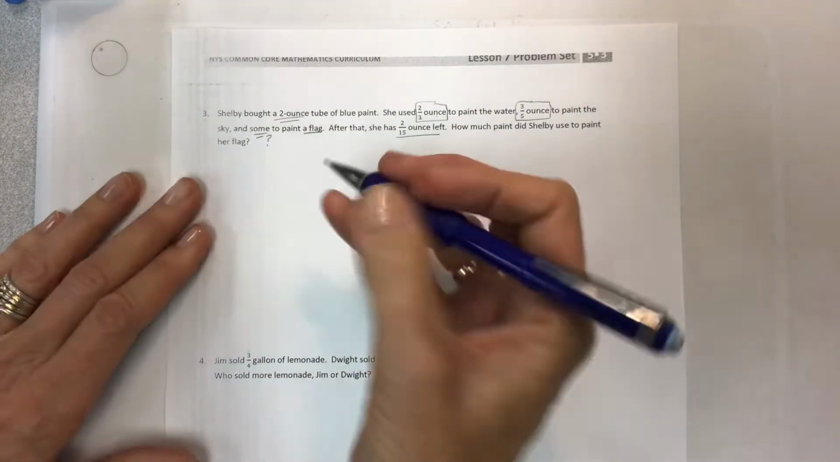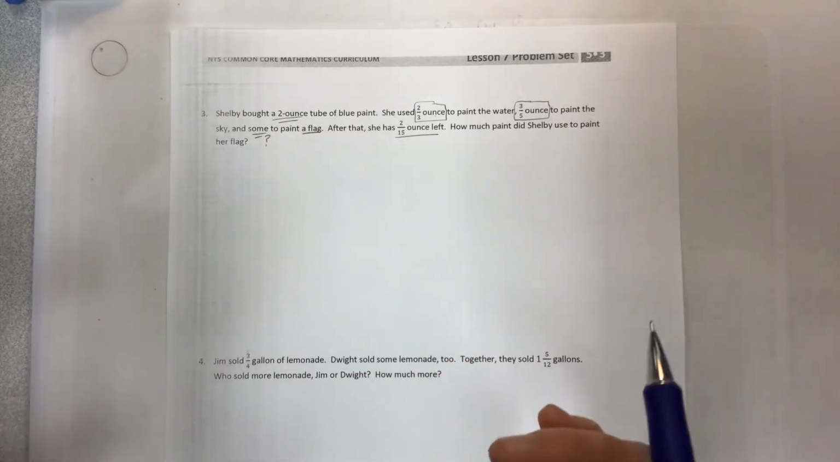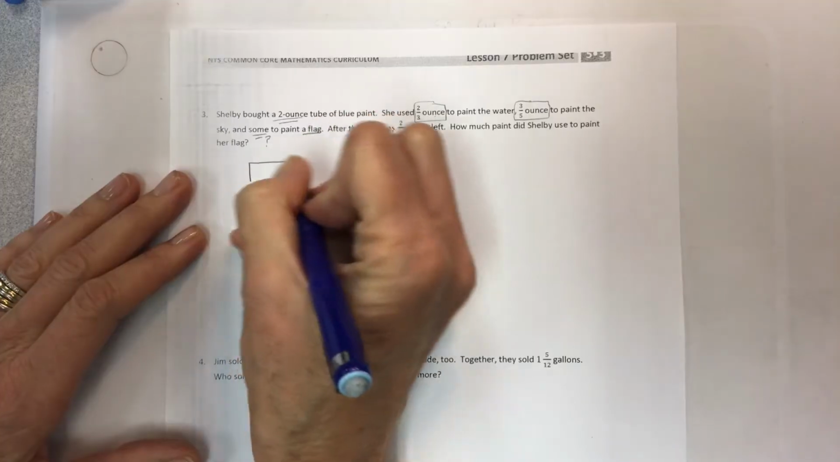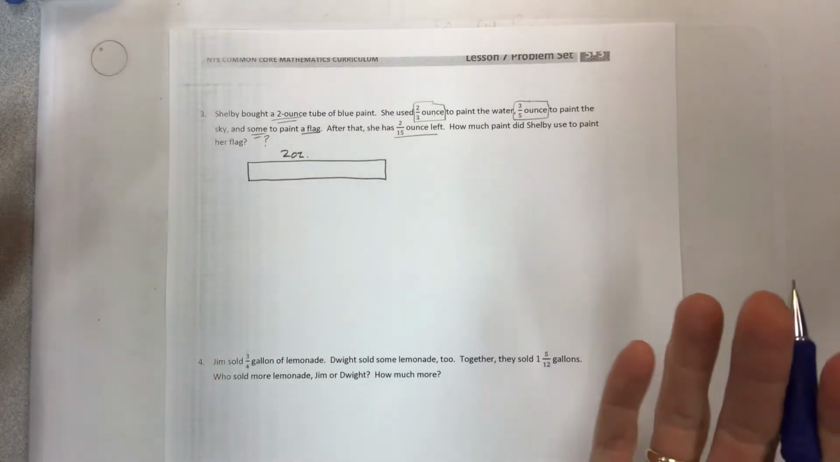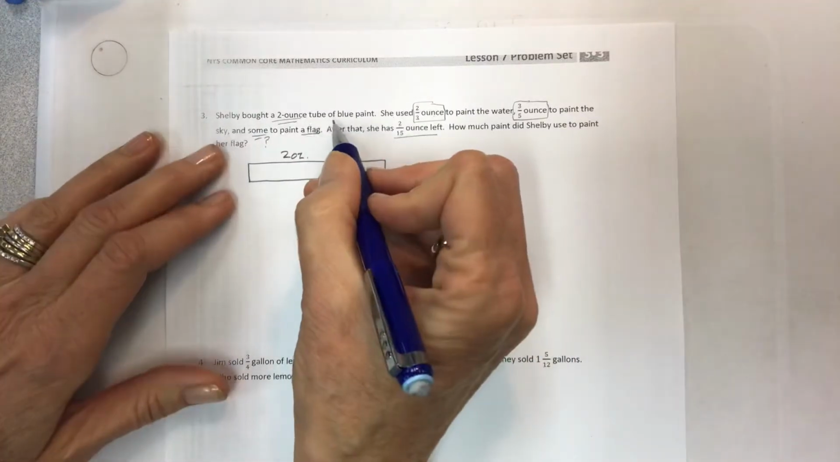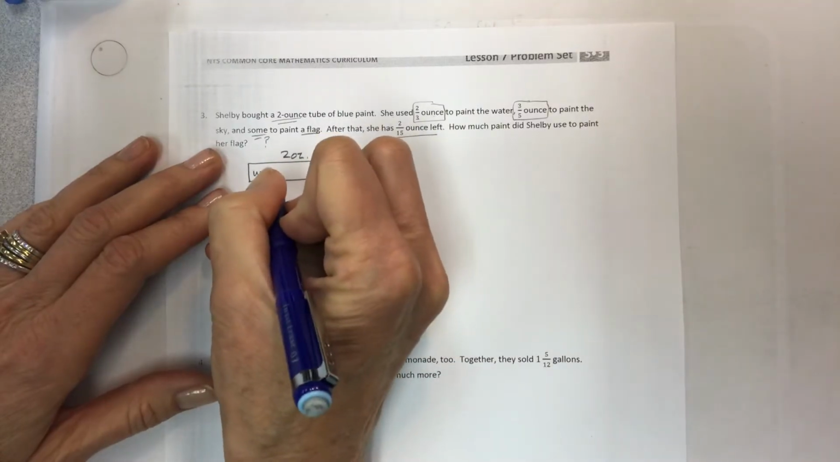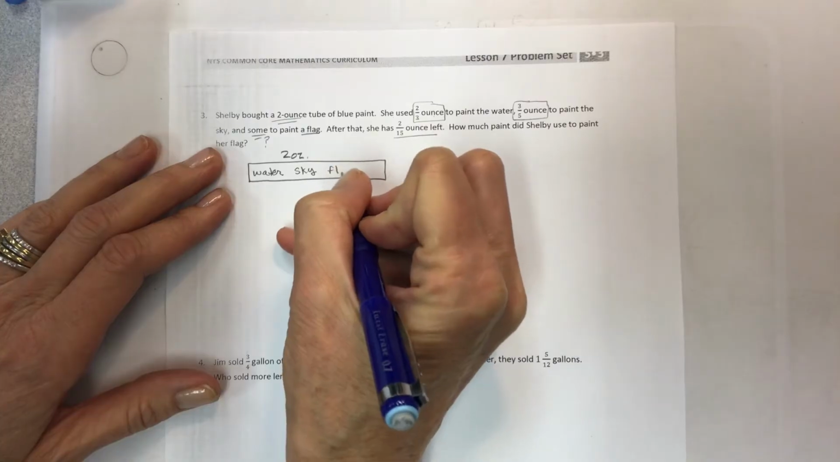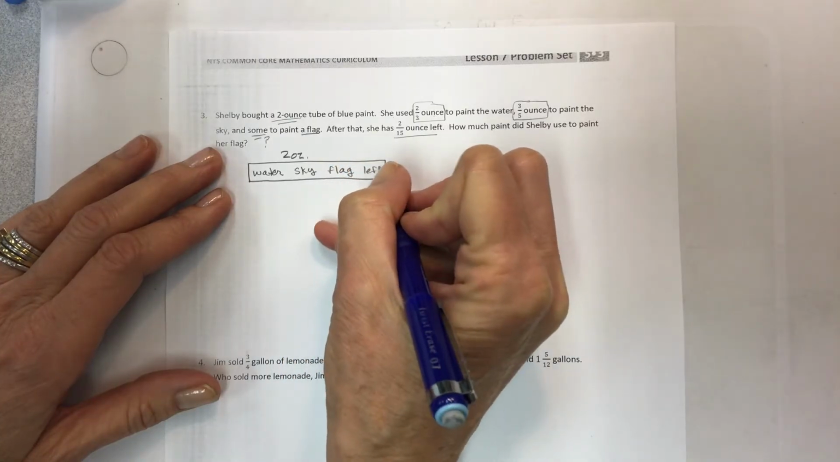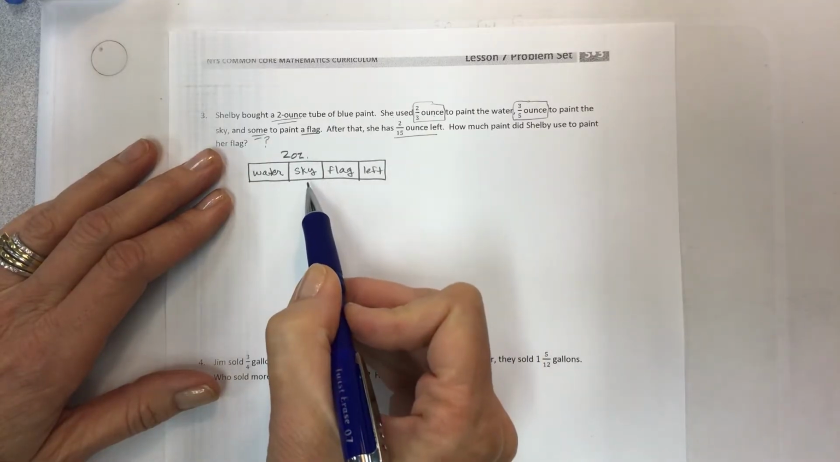The mystery number. So now this one we found was easier to do if we had 2 different tape diagrams that you could kind of look at and think about all the fractional parts. At first, we're just going to take the 2-ounce container, and this is going to be all of the things she's painting. So it says we've got the water, and then we've got the sky, and then we've got flag, and then we've got leftover. Okay, so there are clearly these 4 parts that make up the 2 ounces.